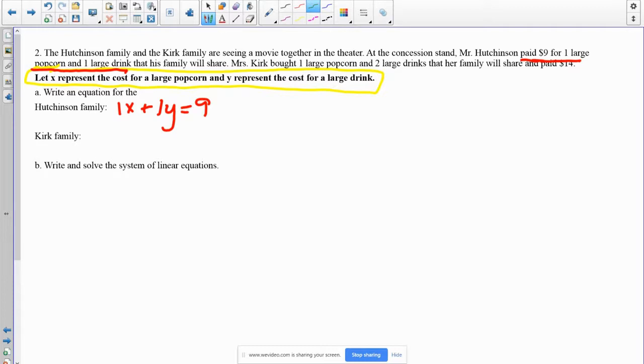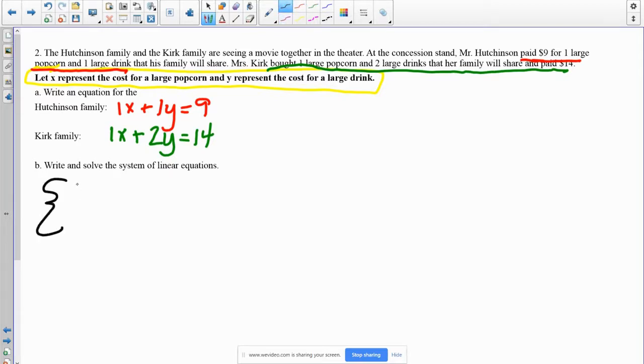And now I'm going to look at the Kirk family. They bought 1 popcorn and 2 large drinks, and they paid $14. So 1 popcorn times x, because that's how much it costs for 1 popcorn, plus 2 drinks times y, because we don't know what the cost of that drink is, but we do know that their total was $14. So I'm going to set that up like an equation with my bracket. So it's 1x plus 1y equals 9, and 1x plus 2y equals 14.